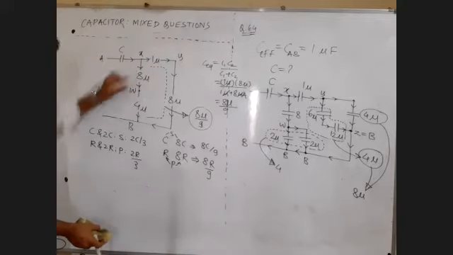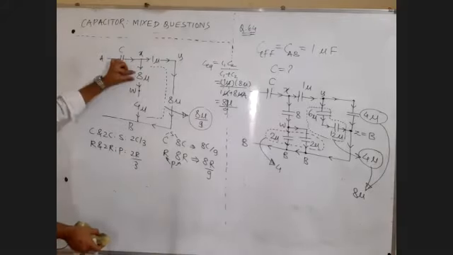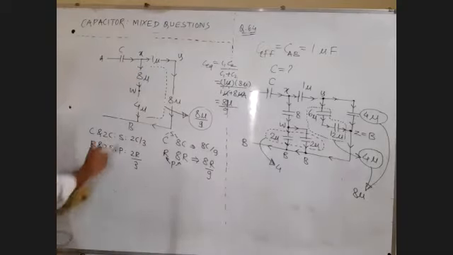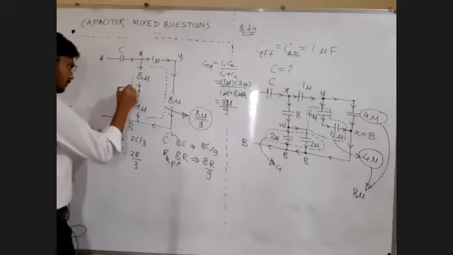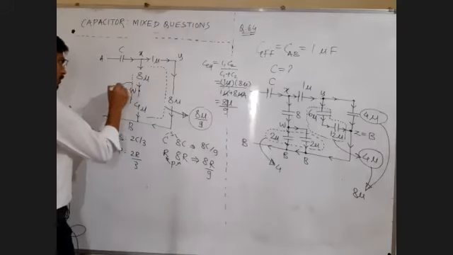C 2C series answer is 2C upon 3. 2C value is already given to us as 8. So 8 upon 3. So this answer will be equal to 8 upon 3.